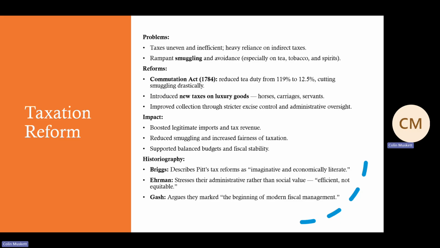Pitt introduced, again, in your main textbook, page 16, if you want to follow along, Pitt was very innovative in the system of taxes that he eventually rolled out. So, first of all, the Commutation Act of 1784 reduced tea duty from 119% to 12.5%, which of course was to cut smuggling drastically.